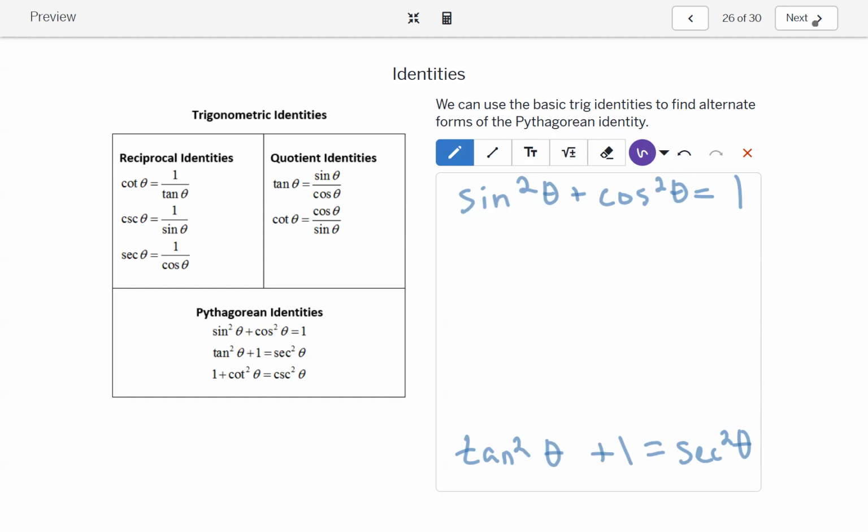What do I know about secant though? What is secant the same as? What does it say secant is the same as over there? 1 over cosine. So I'm going to trade that out here. I can't do much trading with the 1, but for tangent squared, I know tangent is sine over cosine.